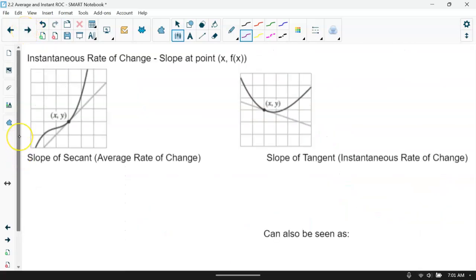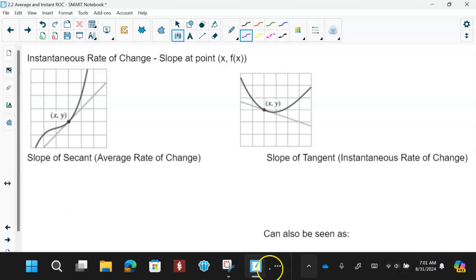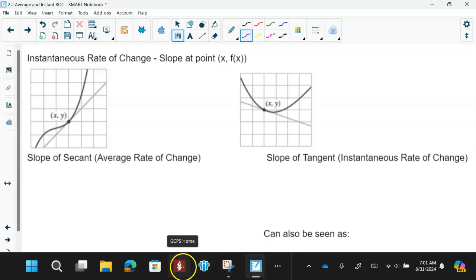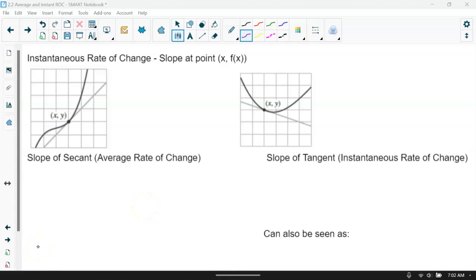So now we're going to get into the instantaneous rate of change. So first off, again here, just to show you, when we're talking about slope of the average rate of change, we're talking about slope of a secant line. So just to show you guys an example here, when we're now looking at instantaneous rate of change, we're focusing on the slope now of the tangent line.